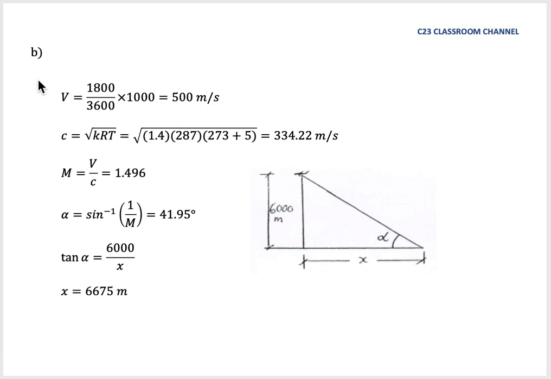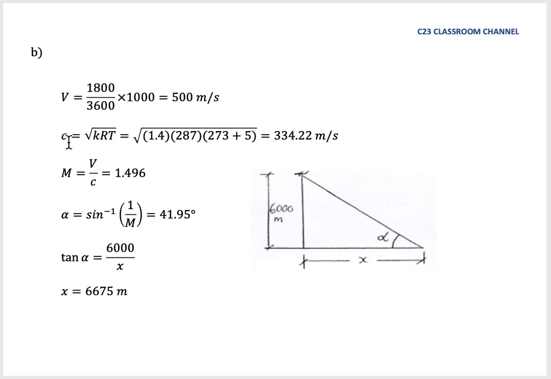For question B, we know that the velocity needs to be calculated in SI unit, meaning meter per second. So we need to change 1,800 kilometer per hour into meter per second. I hope you could do this. And the answer is around 500 meter per second.